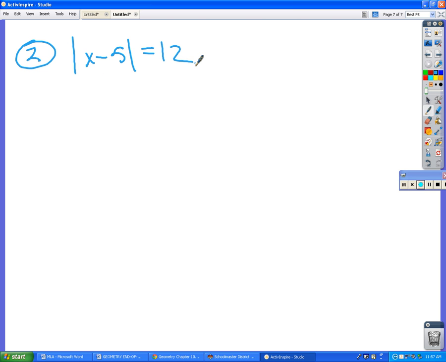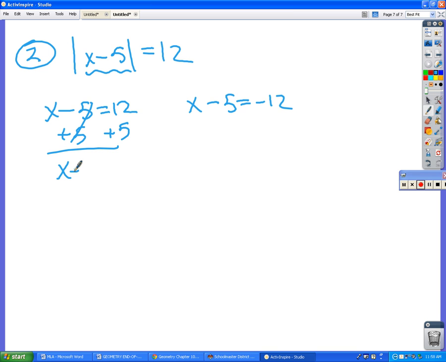So that means that this stuff inside the absolute value symbol has to either equal 12 or equal negative 12, so that when I take the absolute value of it, I get 12, which is what I want. So the first answer is where you add 5 to both sides and get obviously x equals 17. But the answer that many of you would probably miss is that I could also add 5 to negative 12 and get x equals negative 7.